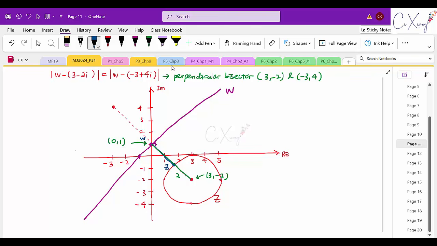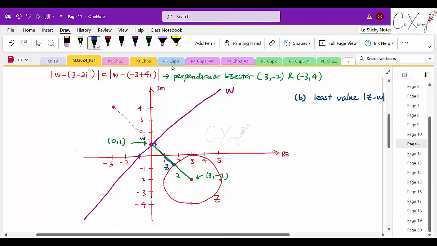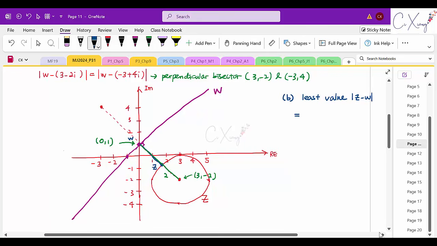So for part B, I will write my answer here. The least value of modulus of z minus w. Like what I told you just now, I want to find the distance between w and z. W has the coordinate 0, 1. Z has the coordinate 3, -2. So the distance formula should be square root of x1 minus x2 squared, so 3 minus 0 squared, plus y1 minus y2 squared.